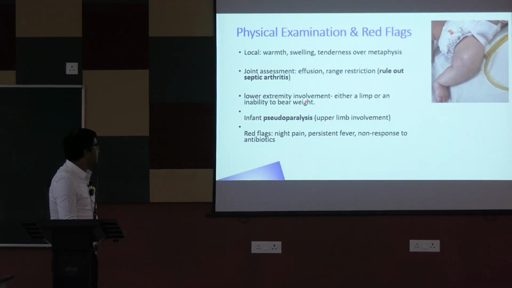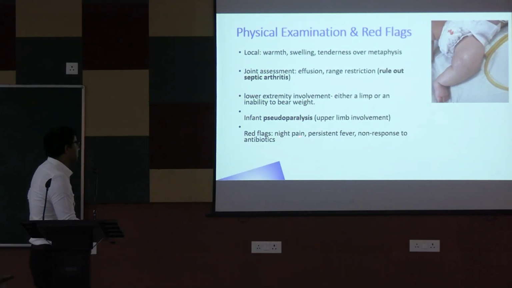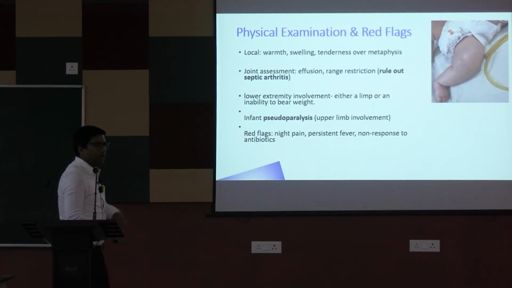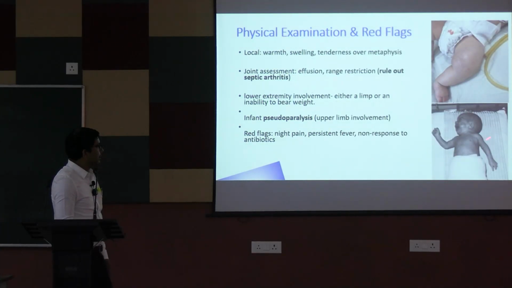So, in the lower limb, a child of walking age will have a limp, or they can't bear weight on the limb. And we get to see pseudo paralysis in infants. So, in a very young child, if there is an upper limb involvement, they just keep the limb like this. So, it masquerades as a paralysis of the upper limb.